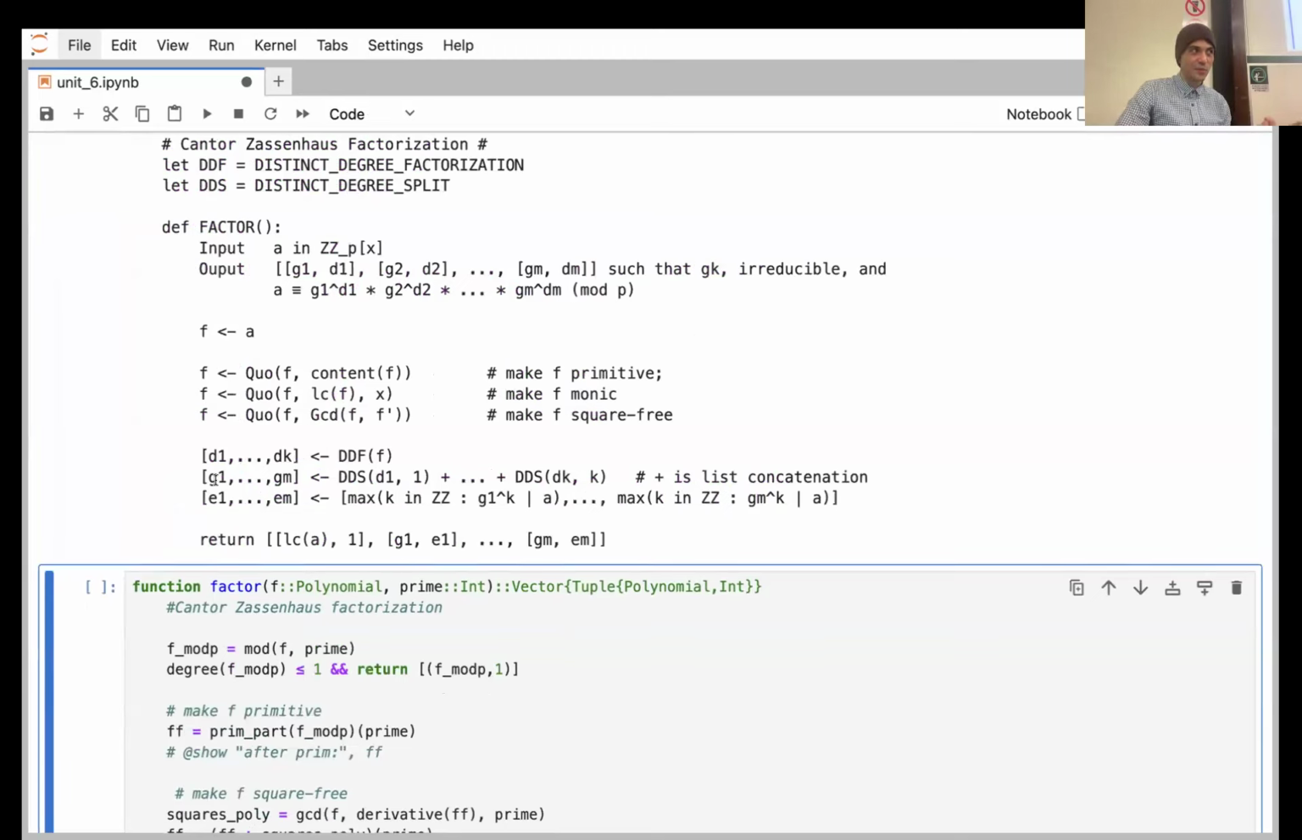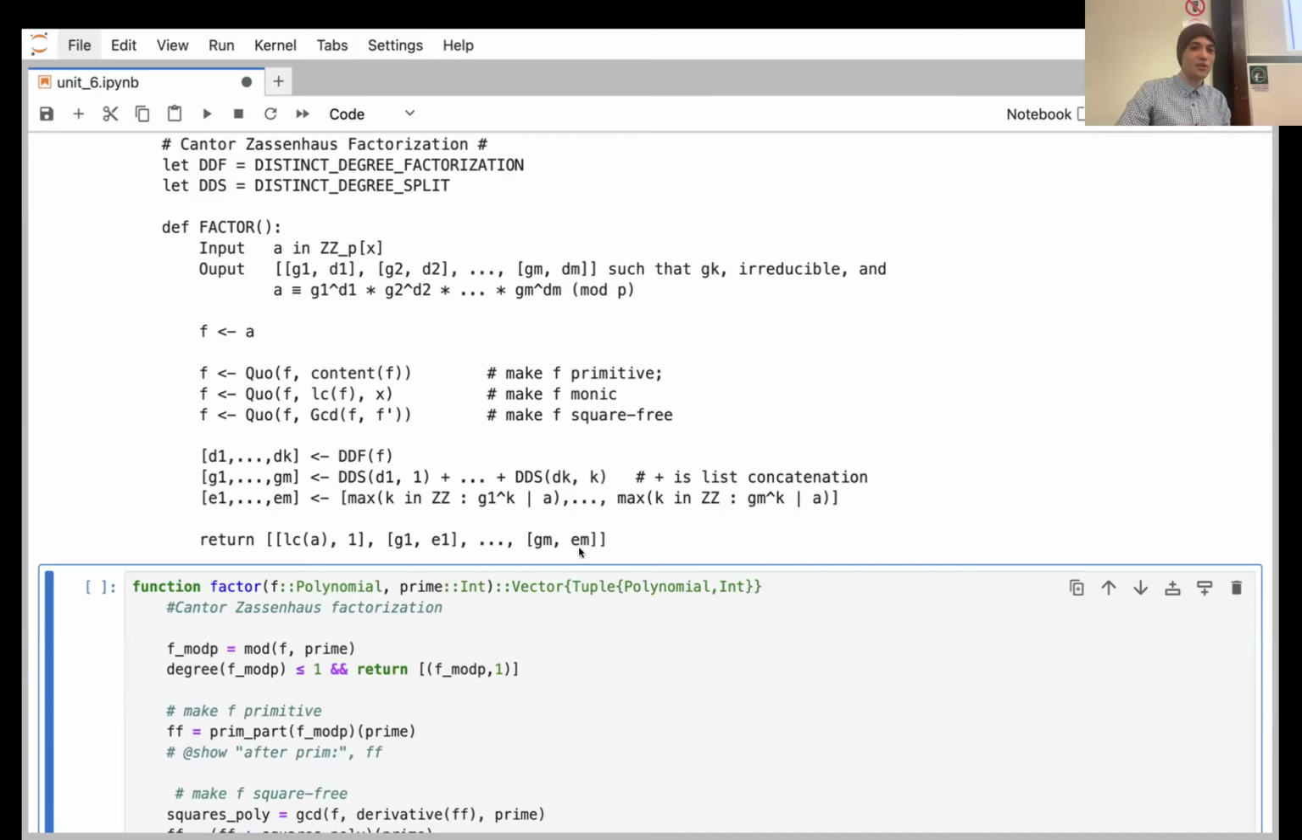Because this is an irreducible polynomial that's assured to be a factor of A. And I'm saying, what is the maximum k such that G1 to the power of k divides A? So for the 2 times 3 factorization of 12, I want to know the maximum power of 2 that still divides 12. That's 2. Okay, so this is going to recover all of the degrees.